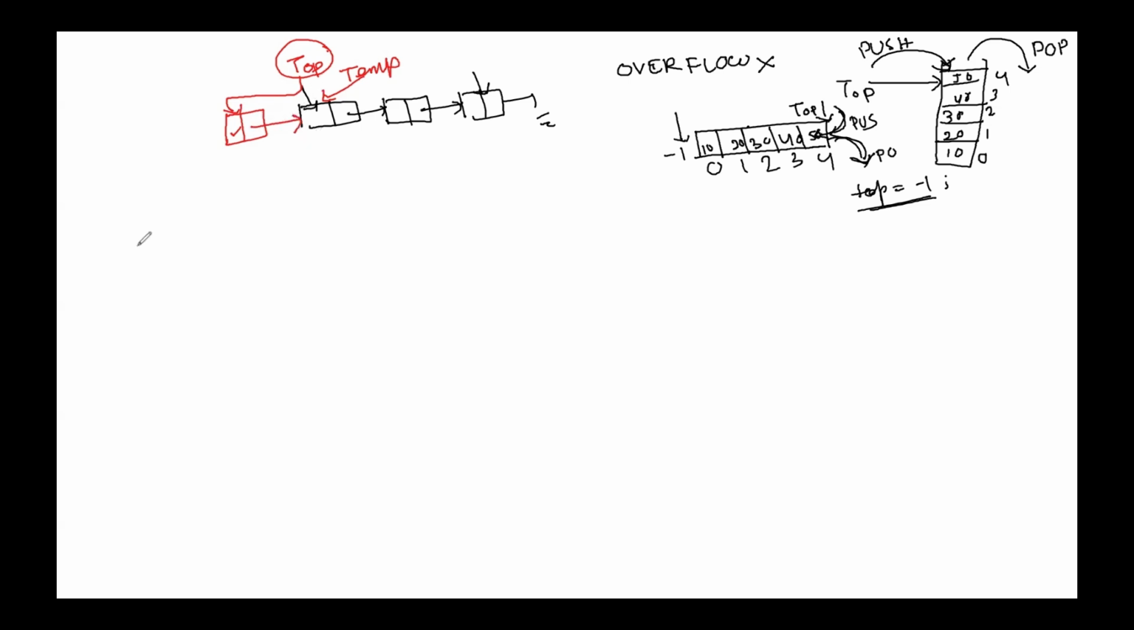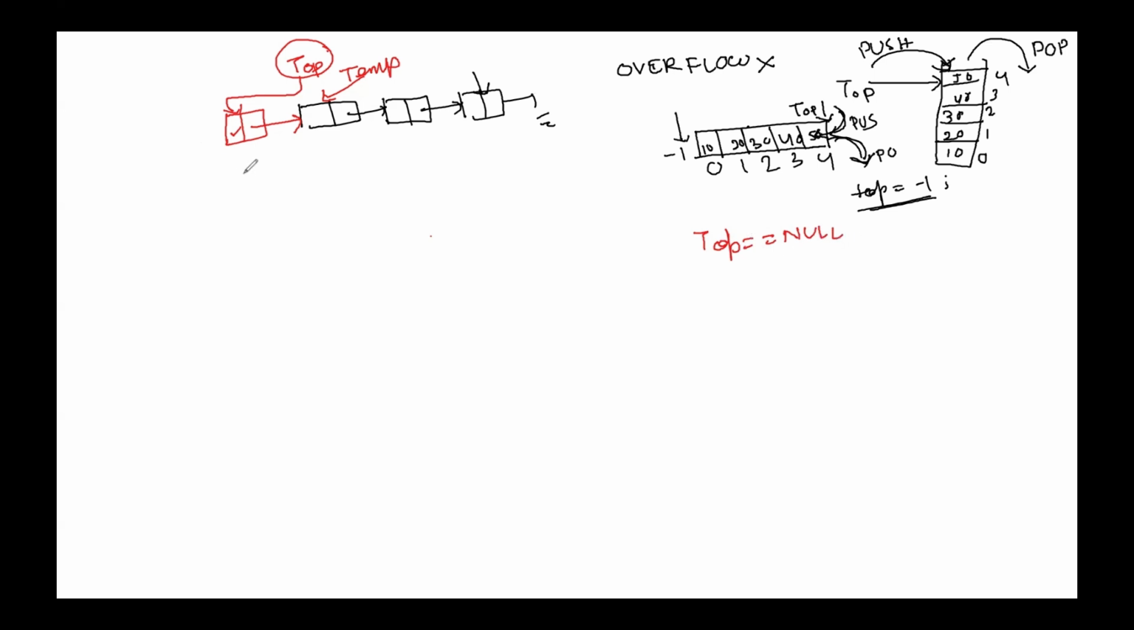Then what happened right now? The top's old connection is gone now. This is the top element. This is the way we can do it. Whenever there is no element present, what is the condition we have to write down? We have to write top equal to null, because if there is no element, we make the top equal to null.